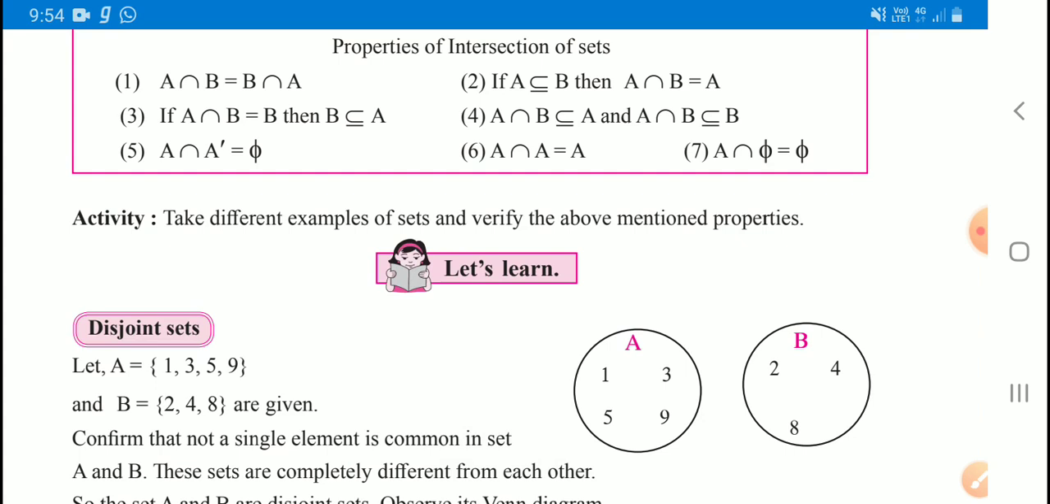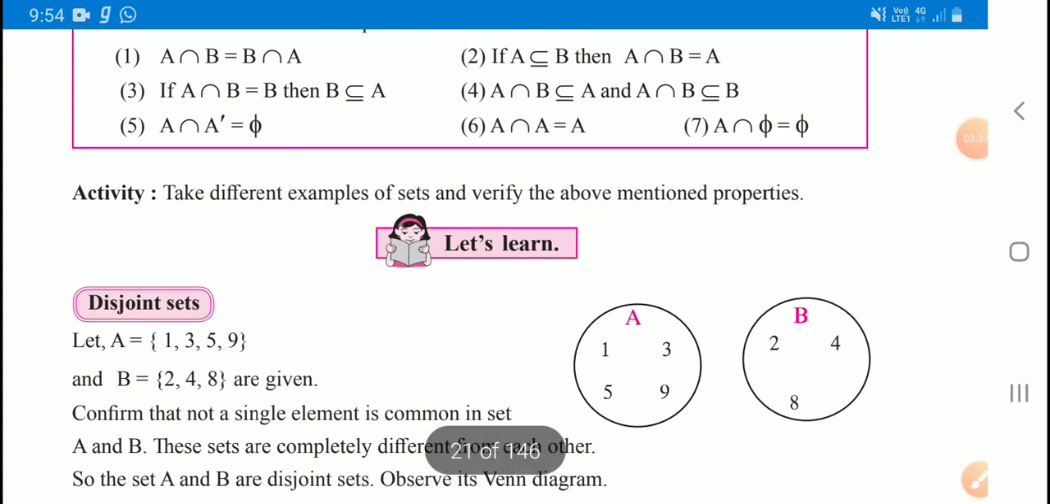A intersection phi is equal to phi. A intersection phi means no element, or empty set, or null set. So A intersection phi is equal to phi means no element is common in both the sets.